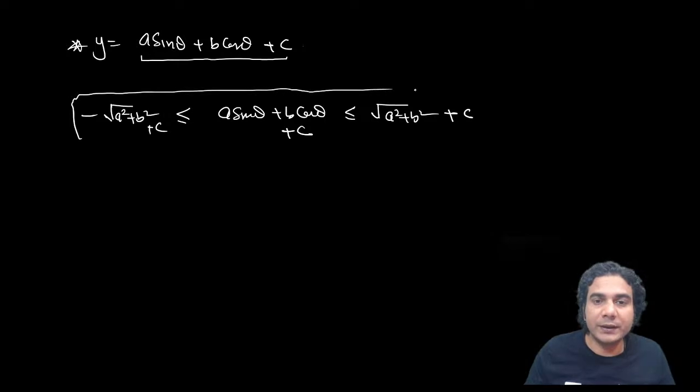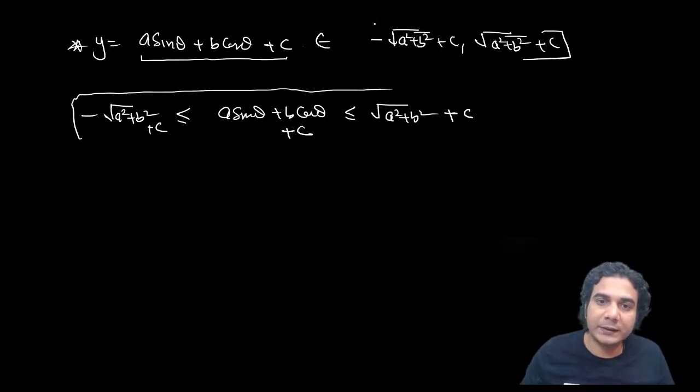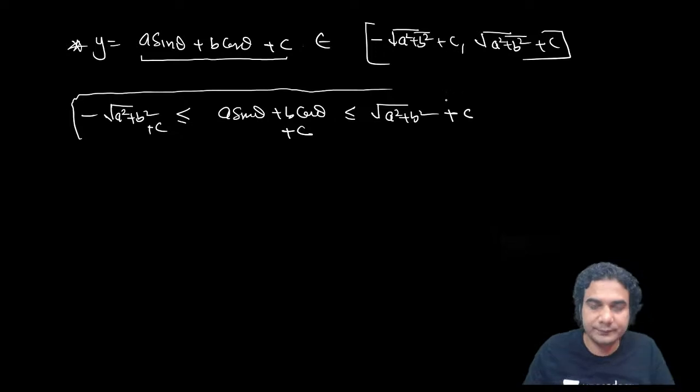So what is the range of this? The range I can write as minus the square root of a square plus b square plus c, to plus the square root of a square plus b square plus c. That is going to be the range. I hope it is clear.